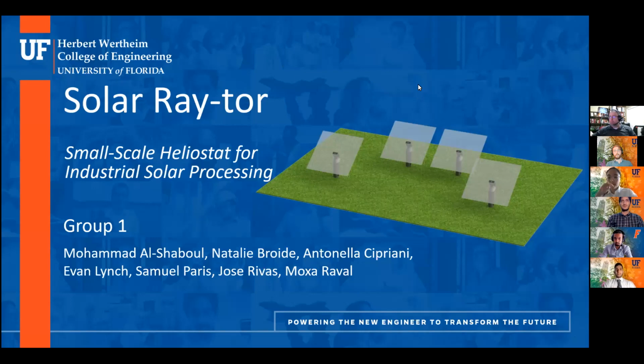Chong. So just to introduce everyone, thank you all for coming. This is Team 1's final presentation on the solar Ray-tor, a small-scale heliostat for industrial solar processing. My name is Jose Rivas, and here are my teammates, Mohammed Al-Shabu, Natalie Broyd, Antonella Cipriani, Evan Lynch, Samuel Paris, and Max Roval. Move on to the next slide.